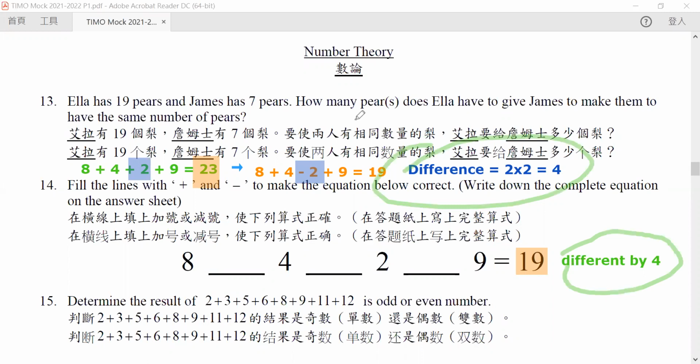Teacher, how many questions more? Now we have 30 questions. We are almost done with half of them, okay? So please be patient. We have done almost half of them, okay?